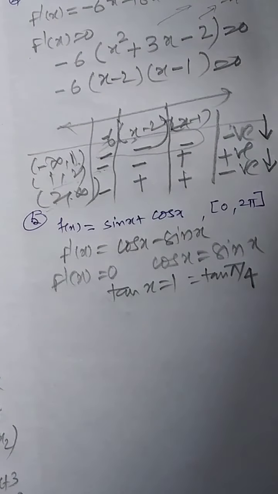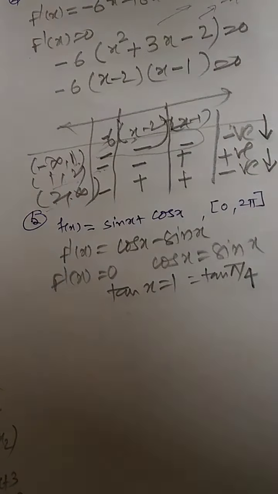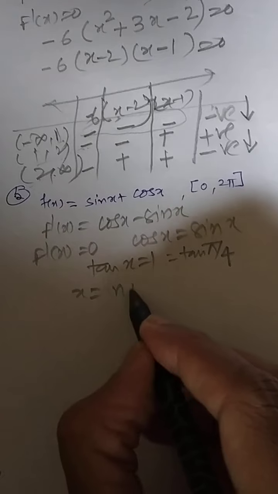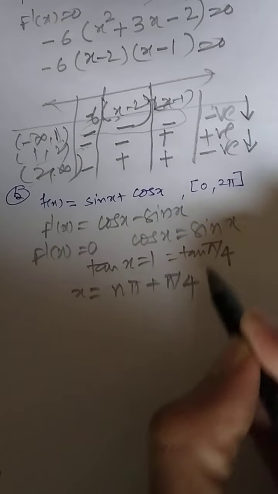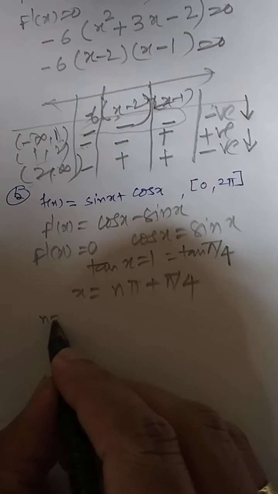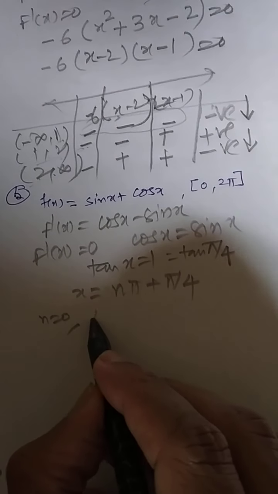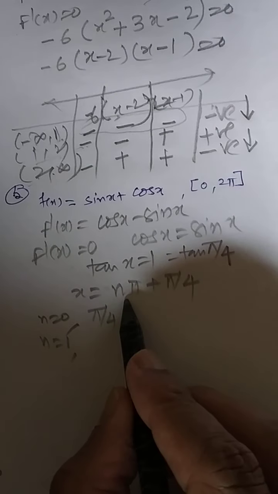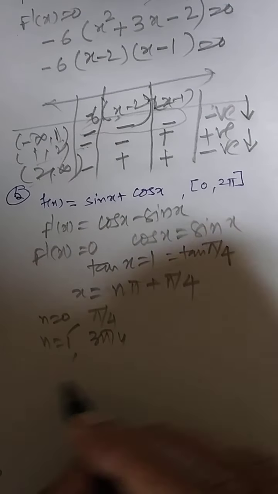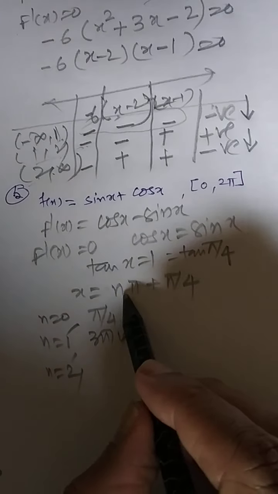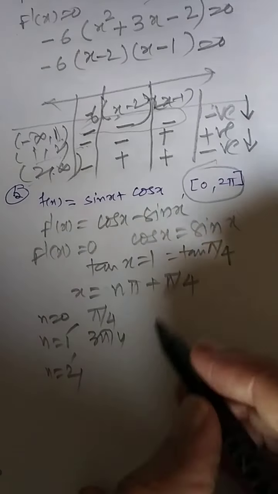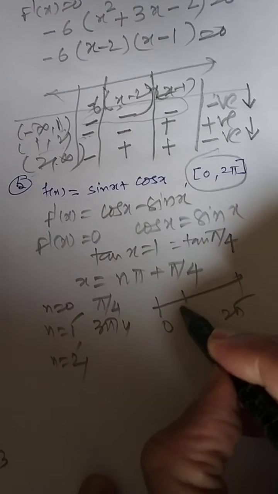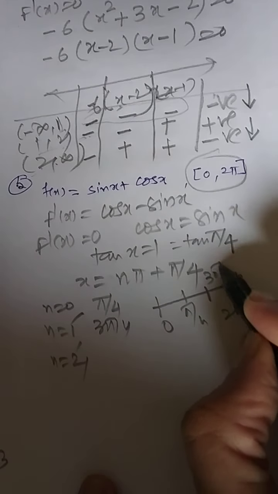Now the trigonometric approach will be applicable. So x will be equal to n pi plus pi by 4 to get the values of the critical points. If n is equal to 0, you will get pi by 4. If n is equal to 1, you will get pi plus pi by 4, that is 5 pi by 4, or 3 pi by 4. If n is equal to 2, you get 2 pi, but it will exceed the range. So from 0 to 2 pi, you should talk about pi by 4 and you should talk about 3 pi by 4.